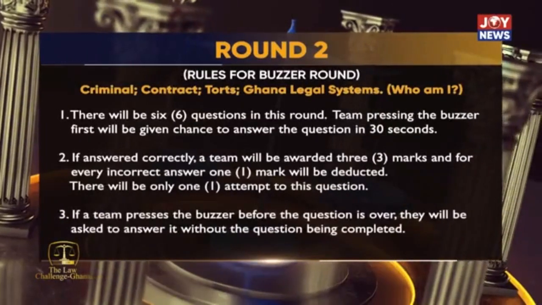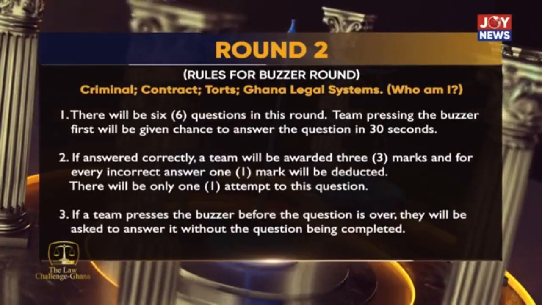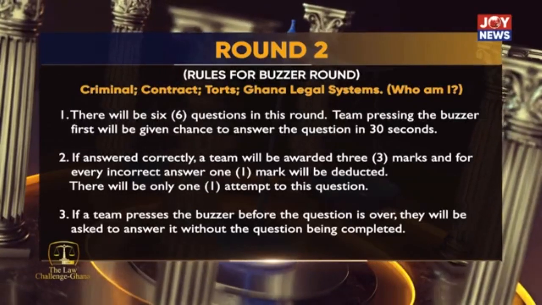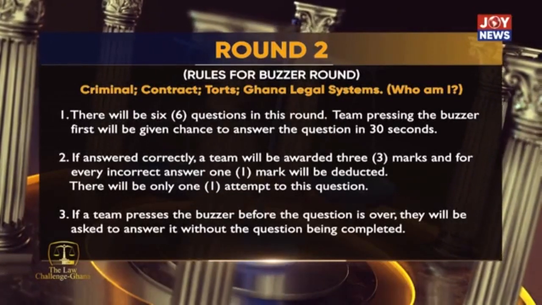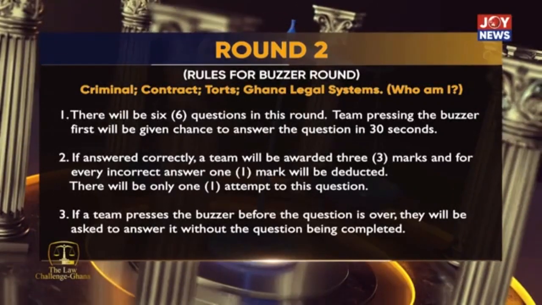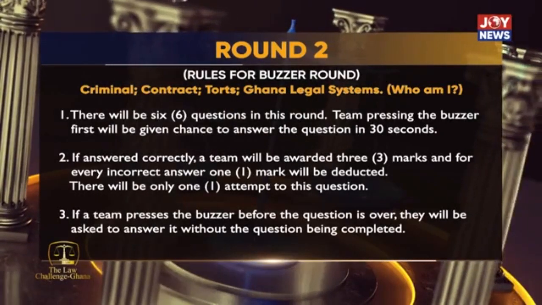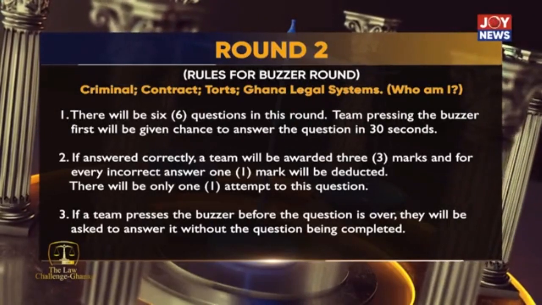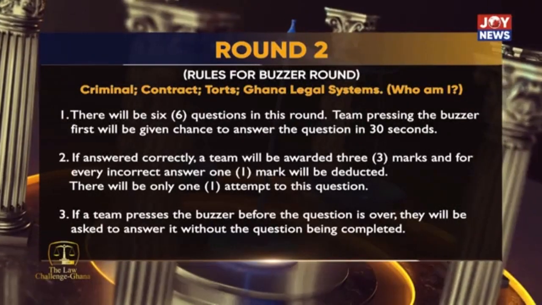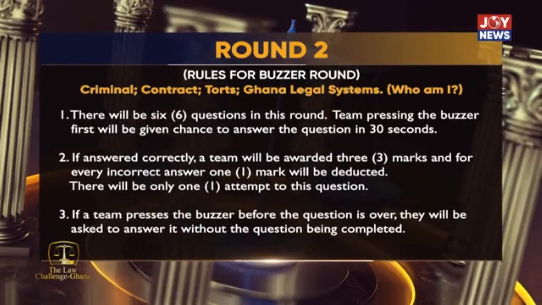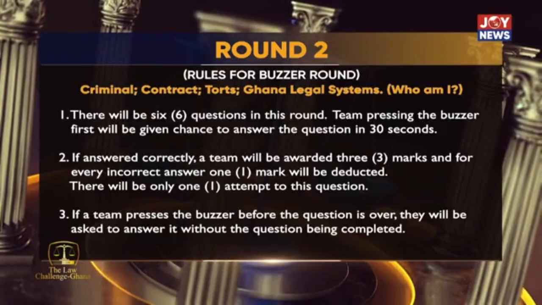Now, ladies and gentlemen, welcome to the second round of this contest between UCC and Mountcrest University College Faculties of Law. This is the buzzer round. There will be 6 questions in this round. You are supposed to press your buzzer, and if you're able to do it first, you get a chance to answer the question in 30 seconds. If you answer correctly, you will be awarded 3 marks. But if you answer incorrectly, you lose 1 mark. There will be only 1 attempt to a question.